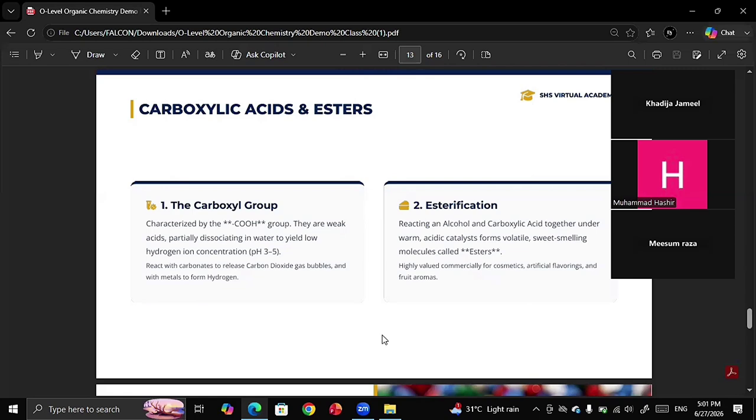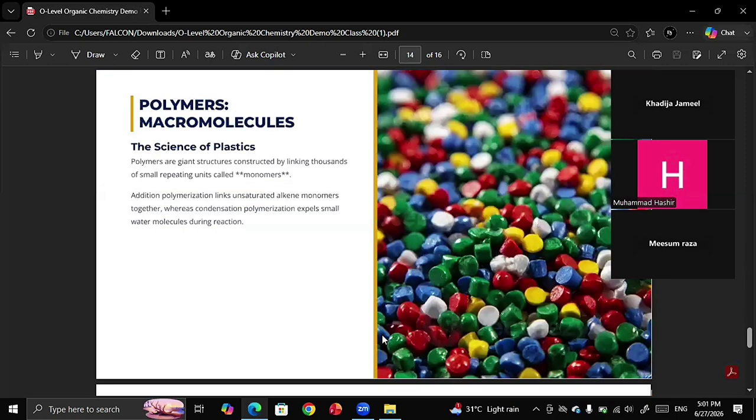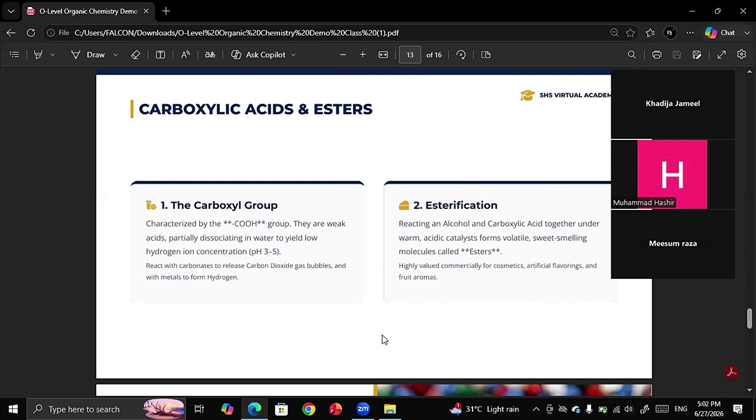All acids have a sour taste, but esters have a sweet taste. Because of this, they are used in cosmetics as well as artificial flavoring and fruit aromas. So these are the properties of esters. So this was all about today's lecture.